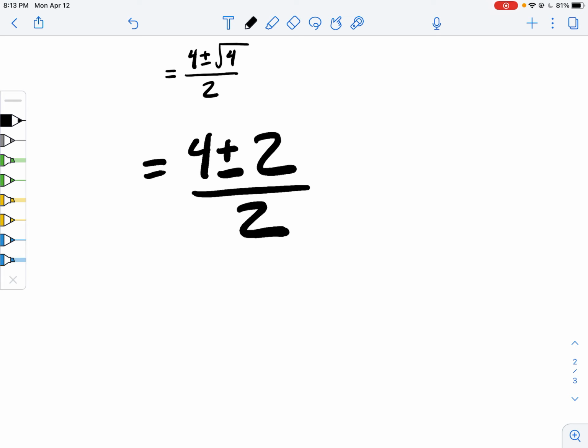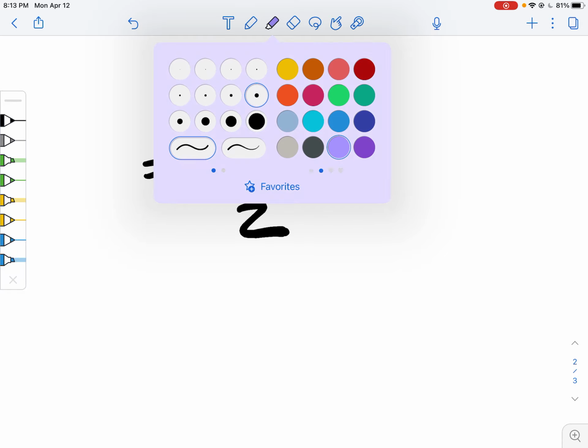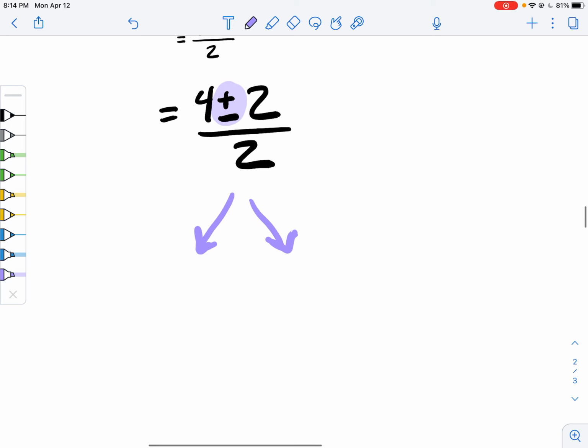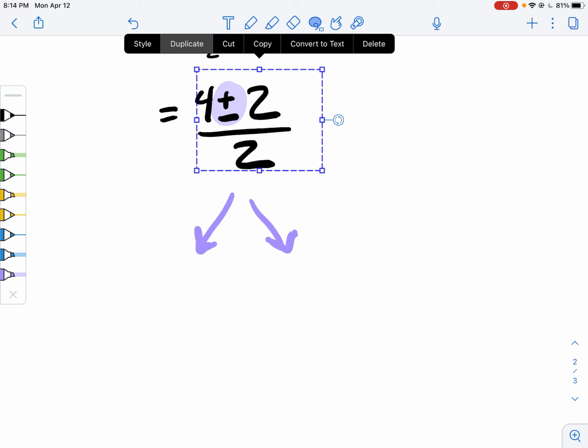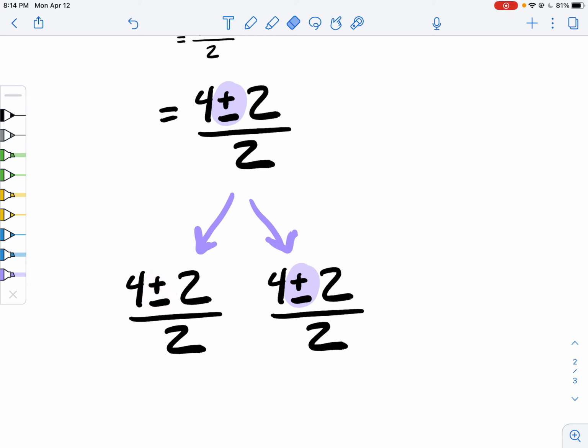Now, this plus or minus tells us I need a new highlighter color. What haven't I used yet? Purple. We need to split this plus or minus into 2 parts. So that means we have the plus on one side and the minus on the other side. See how the plus or minus got split into a plus and a minus? Those are our 2 solutions.